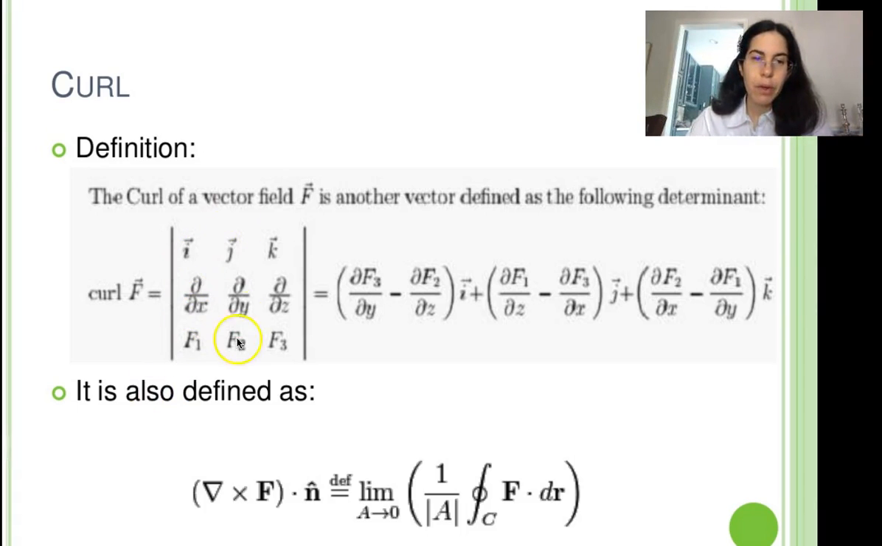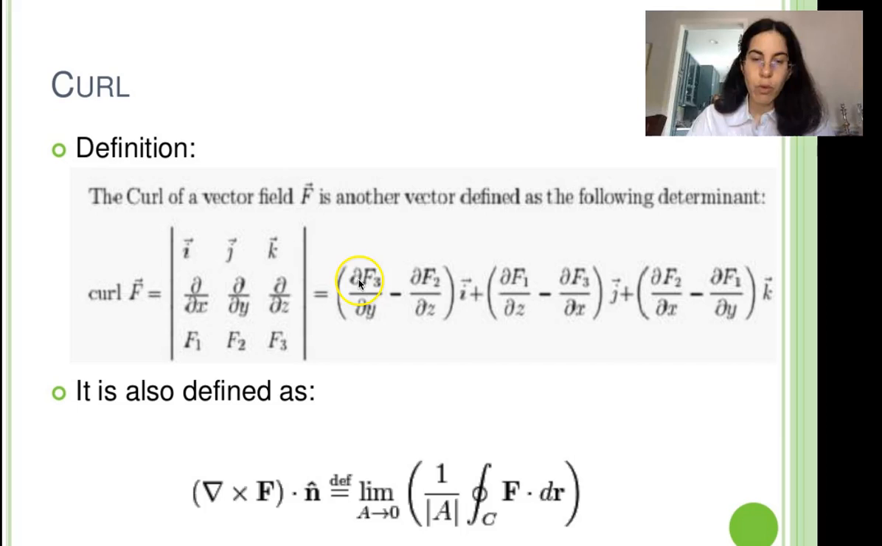Set up your square to take the cross product of two vectors. The first one is your del, your nabla: d/dx, d/dy, d/dz, and the second one is the vector you're finding the curl of. Take the cross product. Again, three diagonals, 1, 2, 3, minus the other three diagonals, 1, 2, 3.